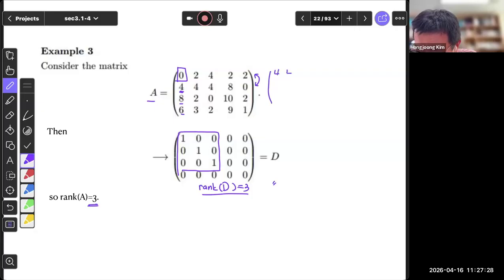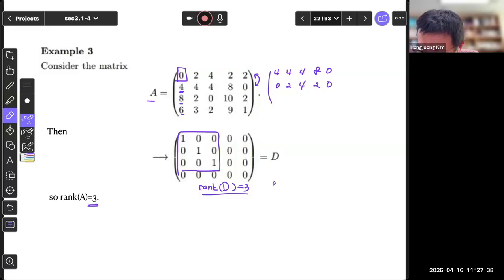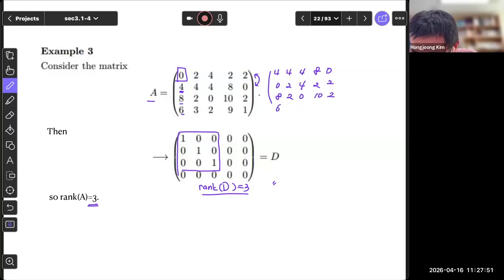4, 4, 4, 8, 0, 0, 2, 4, 2, 0, oops, 2, 0, 2, 4, 2, 2, and 8, 2, 0, 10, 2, 6, 3, 2, 9, 1.